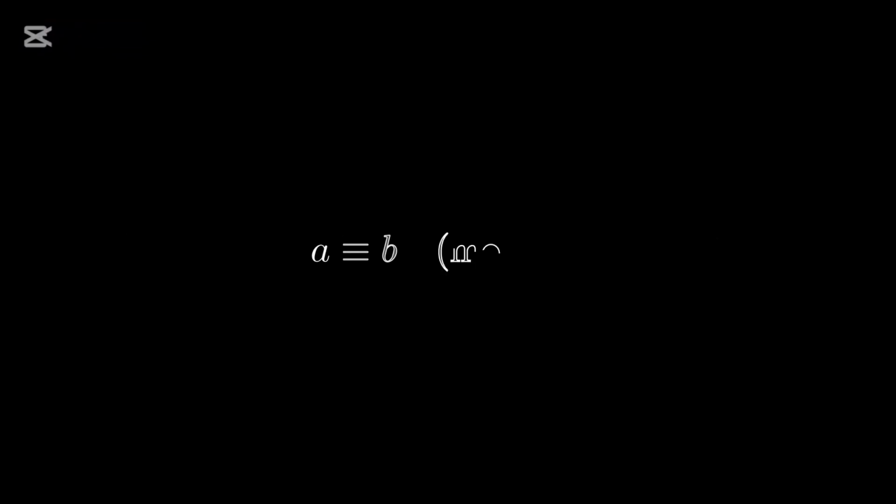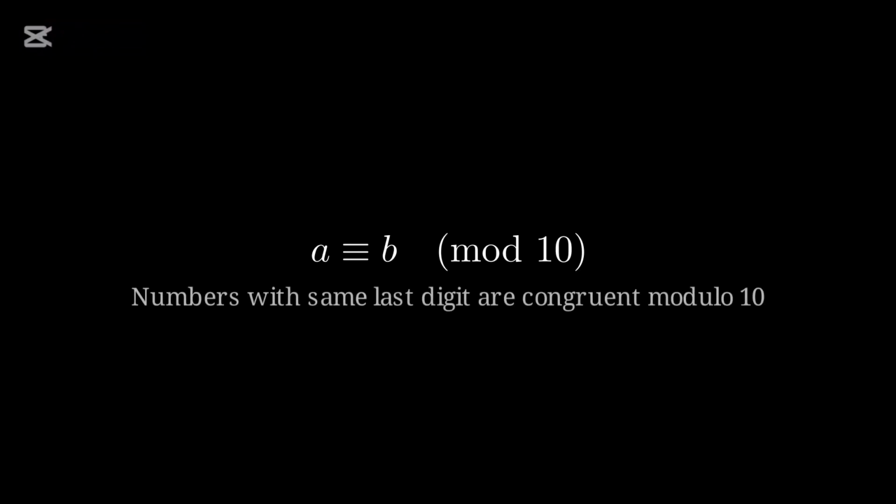Alright, we have A congruent to B mod 10. So numbers with the same last digit are congruent modulo 10. Do you understand? If it is the last two digits, that's congruent mod 100. Last three digits, that's congruent mod 1000. I hope you understand. So that's how it goes.